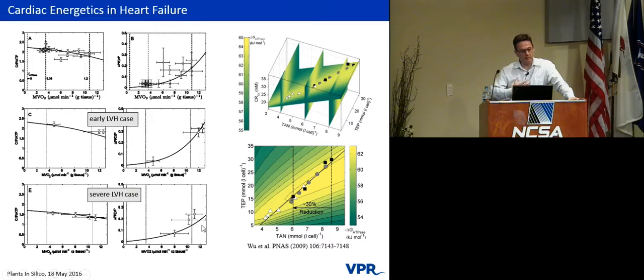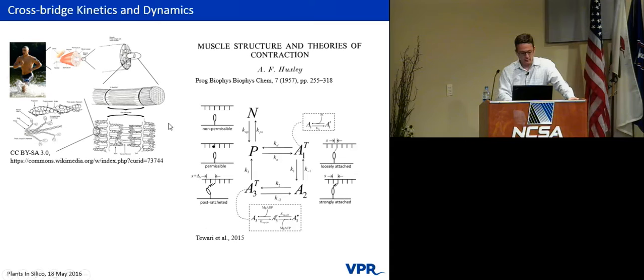So now we have a model of energetics, normal energetics, and failure. And we want to put that together with this thing, right? And so we had to build a model of the cross bridge. And models of the cross bridge cycle go back to, there he is again, Sir Andrew, okay? And he probably could have won another Nobel Prize for his sliding filament theory, but I don't think they give people two Nobel Prizes.